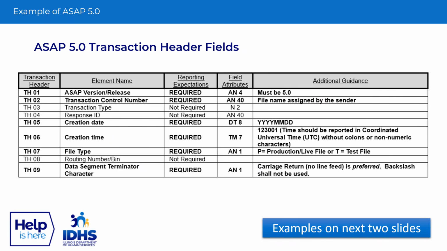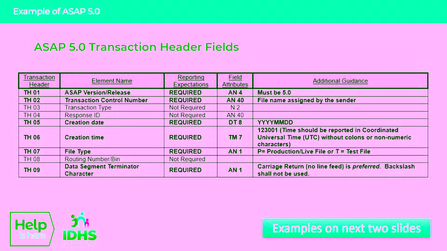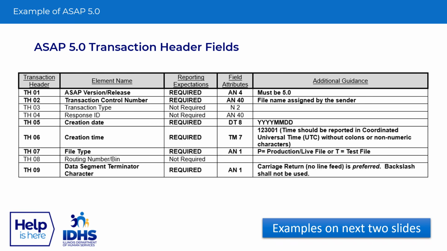This slide shows the transaction header fields from ASAP 5.0. You can see that TH01, 02, 05, 06, 07, and 09 are required. TH03, 04, and 08 are not required. The next two slides will go into more detail on how the prescription file comes through within the transaction header section of a submission correctly and incorrectly.